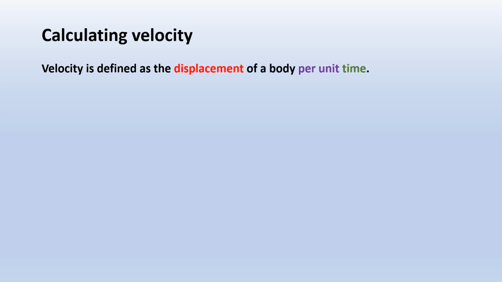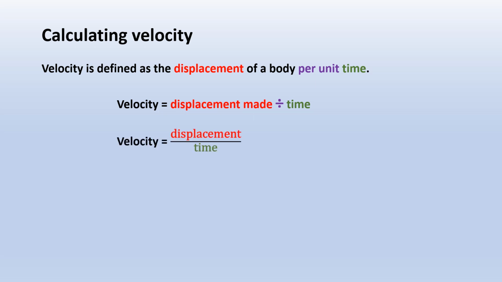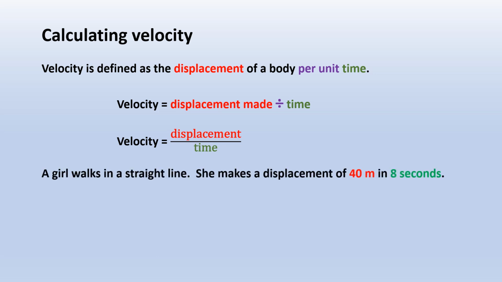Calculating velocity. Velocity is defined as a displacement of a body per unit time. Velocity is calculated using the formula velocity is equal to displacement made divided by time. For example, a girl walks in a straight line. She makes a displacement of 40 meters in 8 seconds.